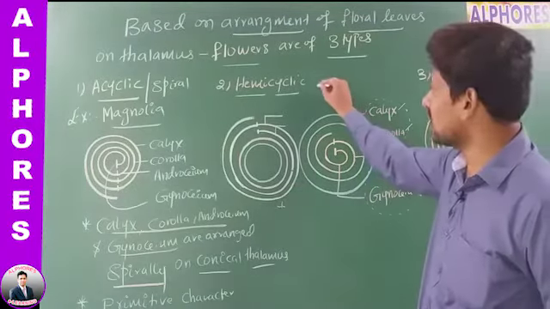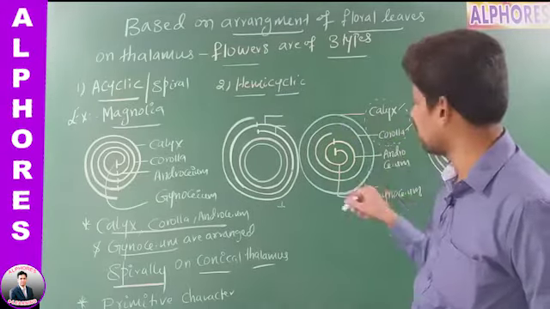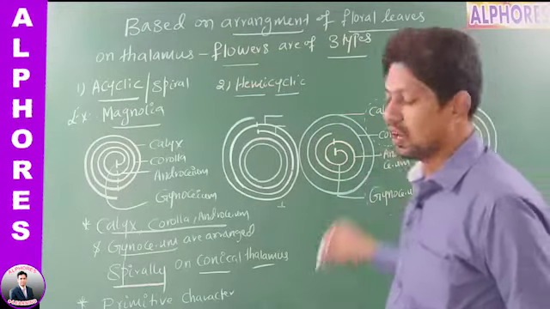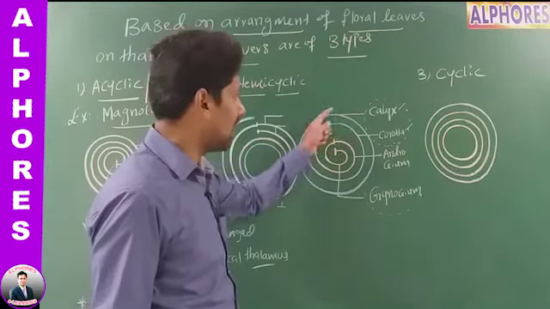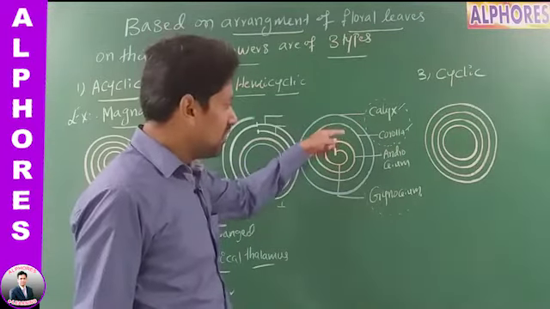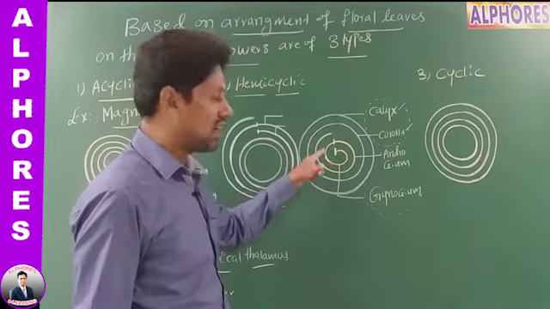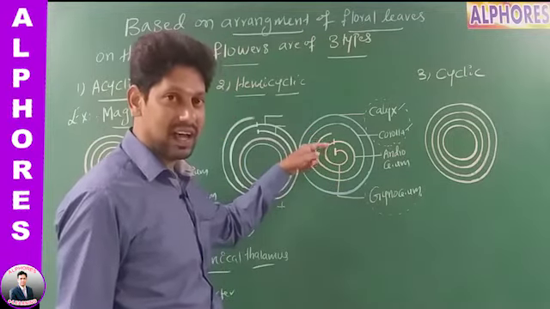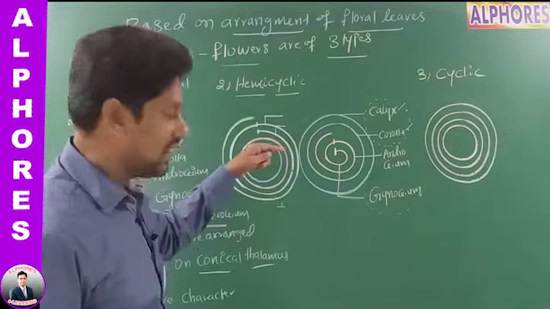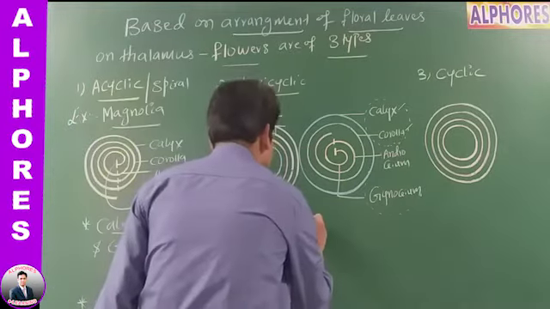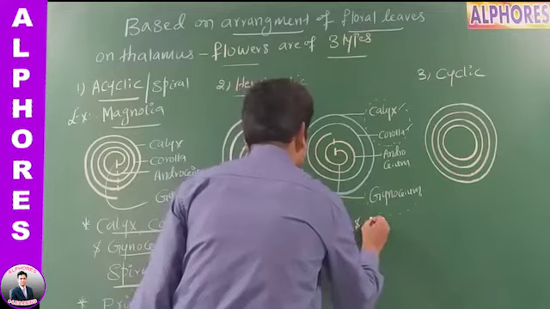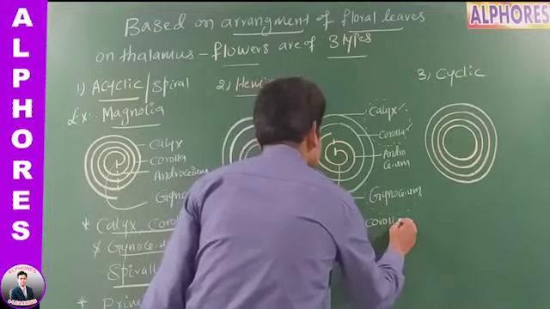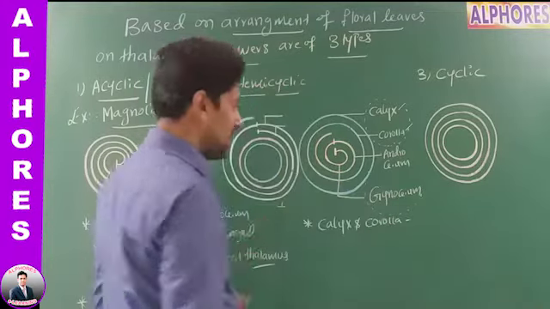Hemicyclic flowers means calyx and corolla are arranged in a cyclic manner, whereas androecium and gynoecium are arranged spirally. Therefore, how are calyx and corolla arranged?